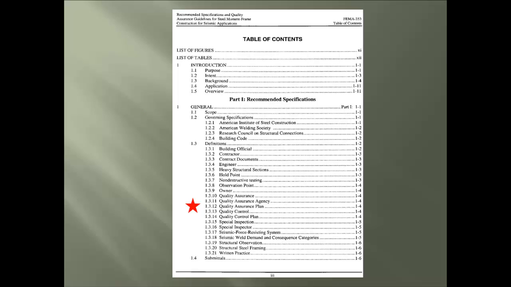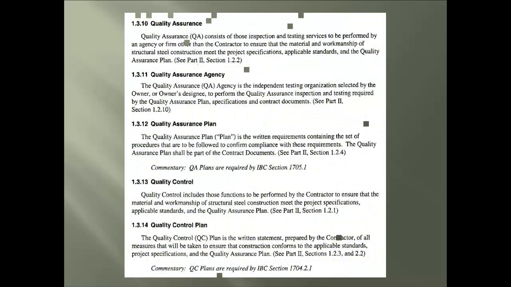Next, we review the definitions of both QC and QA professionals. Here, we read the definitions explained for the QA professional, who is not the contractor. Next, we see the QA agency. They are an independent testing organization who is hired by the owner. Now we see the QA plan, which must be part of the contract documents.